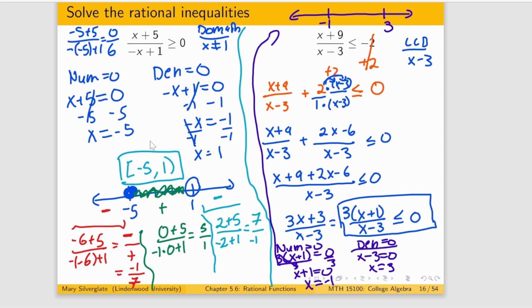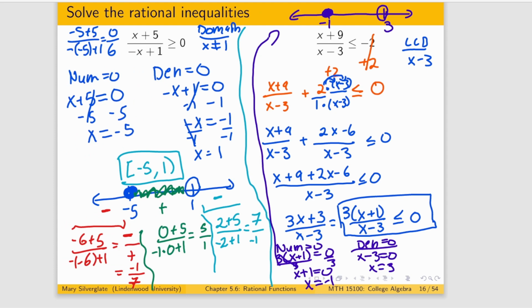So here, the negative 1 corresponded to solutions in the numerator. So it gets a closed circle because according to this inequality, I'm allowed to equal negative 1, while the 3 gets an open circle because it has to do with the denominator, and that denominator cannot ever actually be 0.